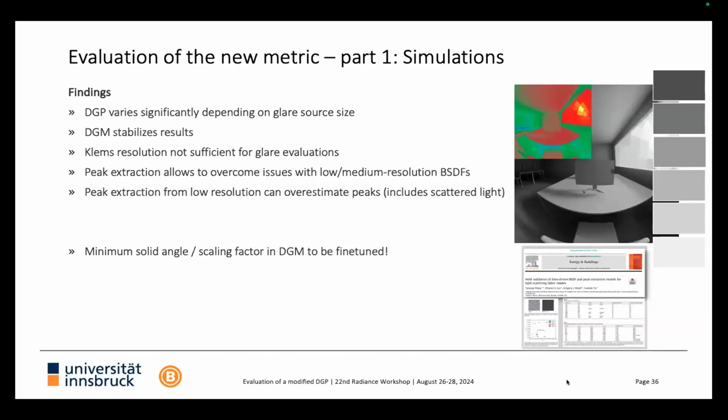With peak extraction, we still may run into issues because we take all the energy, all the light that is in a single clamp patch and reduce it to the sun, which then also includes all the circumsolar scattering. So it might even overestimate what we have in the direct sun. So this is something that we still need to work out.